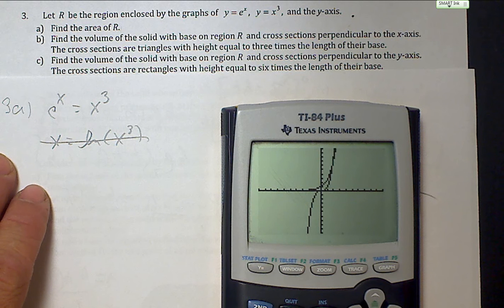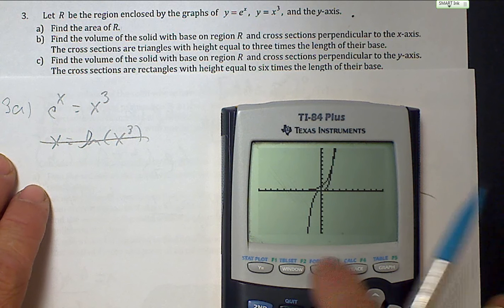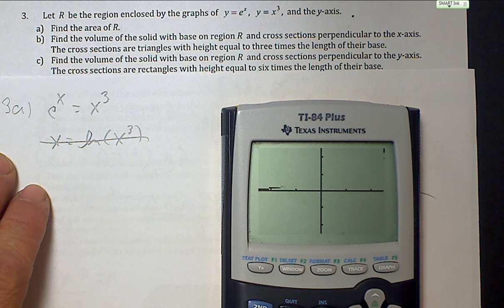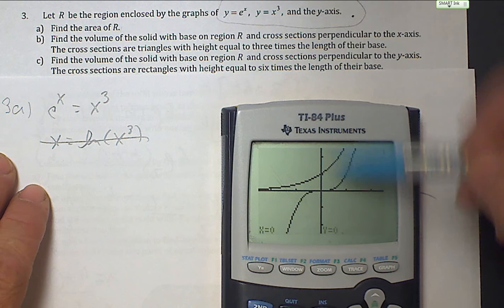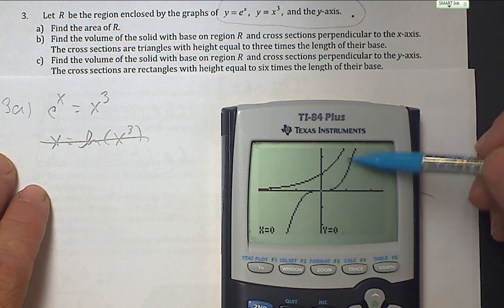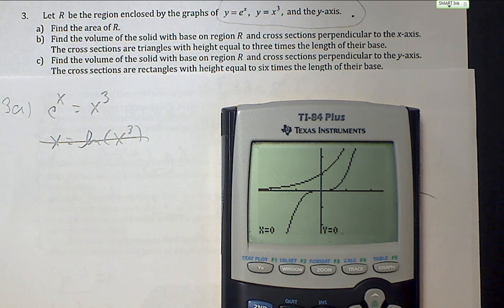If you read the directions, it wants the area, doesn't it? Oh, it says the y-axis right here. So this is your bounds, which means we're talking about this area right here on the right side. The y-axis is a bound. So from 0 to that number you had, which was 1.857. Make sense to you?